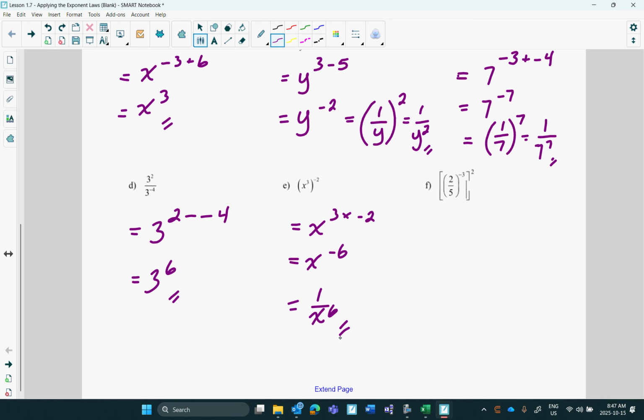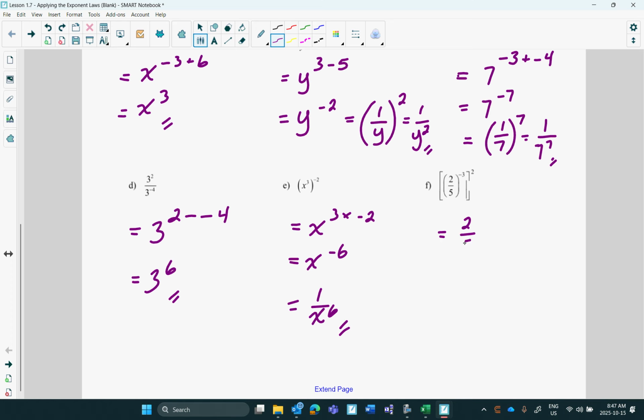Looks a little complicated, but don't let it throw you. What do I do with the base? No, I'm going to do the exponent law first. I'm not going to do the negative exponent. When I raise one power to another power, what happens to the base? I keep saying this over and over. The base stays the same.